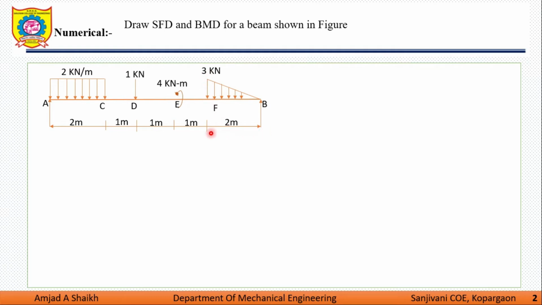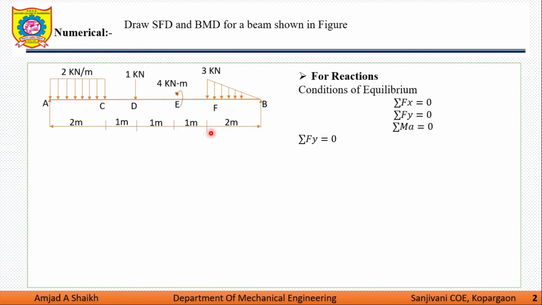Let us move to the calculation. Summation of Fy is equal to 0. At points A and B, supports are there, so these are offering the reactions. So Ra and Rb are vertically upward, and the rest of the things are vertically downward. So Ra plus Rb minus 2 kilonewton per meter UDL. Convert this UDL into a point load. So 2 into 2 is the conversion of UDL into point load, which is downward in direction. Minus 2 into 2. Next, minus 1 is the value of the point load over here.